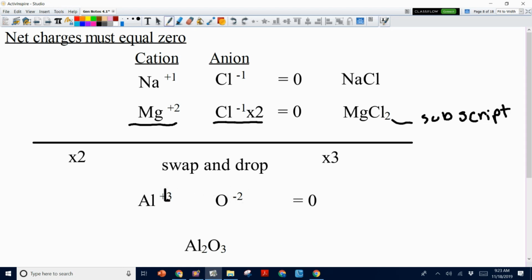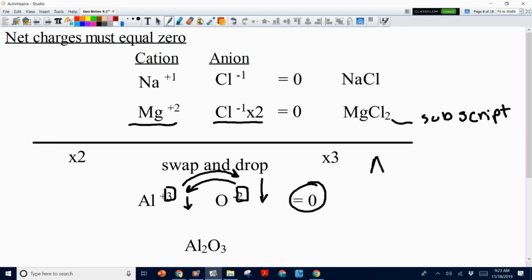So we're just going to take this 3, and we're just going to take this 2. So we don't use the positive and negative charges. And we're going to swap them. So the 3 is going to come over here, the 2 is going to come over here. And then we're going to drop them down to subscripts. So the 2 is going to drop down, and the 3 is going to drop down to a subscript. So aluminum is going to have a subscript of 2, and the oxygen is going to have a subscript of 3. So when we do that, it equals out to a 0 net charge.